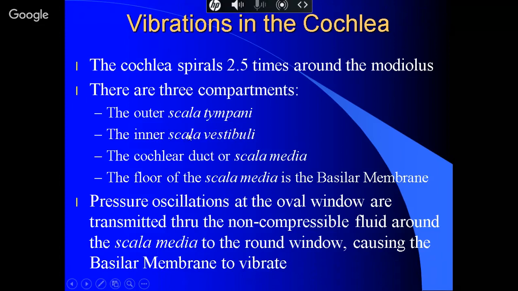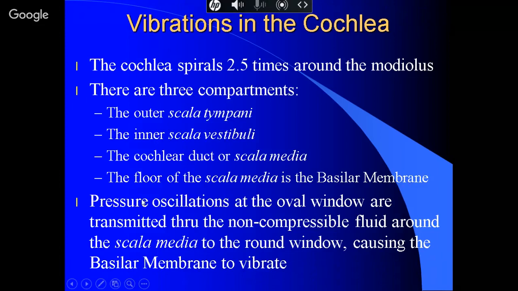Scala typically means room, or chamber, if you will. The Italian for scala is chamber. And then there's the cochlear duct, the scala media, the middle. So you have an outer, an inner, and a middle. And the floor of the scala media is the basilar membrane.